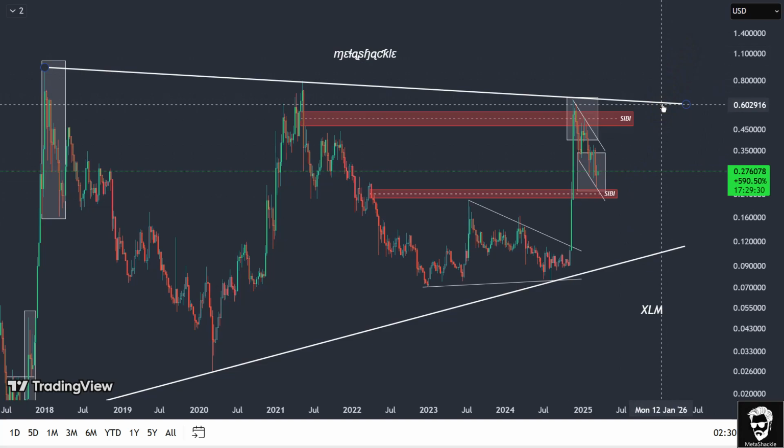trapped in for 7 years. Now it's going to be XLM's turn, and XLM has some catching up to do. So this chart looks absolutely incredible.